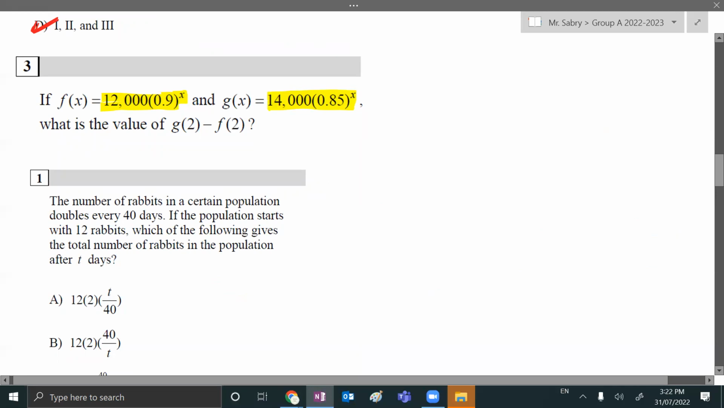What is it? He's asking what's the value of g of 2 and f of 2. I told you this before, and I'm trying to repeat it again. f of anything, you remove the x and substitute that.